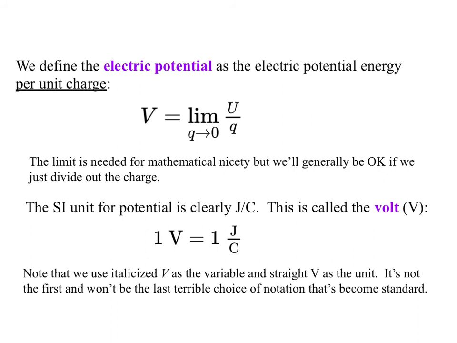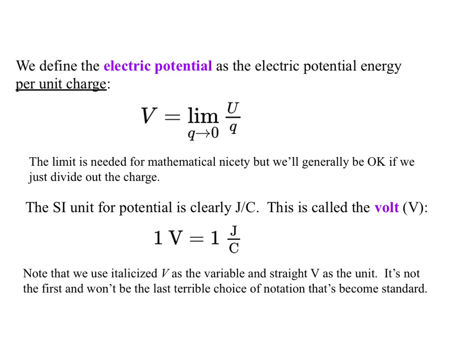We symbolize it with the letter V, and we define it as the limit as the test charge becomes 0 of the energy that charge has divided by the charge itself. The limit is needed for some mathematical nicety, but really will be okay if we just divide out the charge. So the SI unit for potential would end up being joules per coulomb, because we have joules and coulombs. We usually call that 1 volt, named after Volta, the scientist who first built practicable batteries, basically. 1 volt is 1 joule per coulomb. Yeah, sort of symbolic collision here.